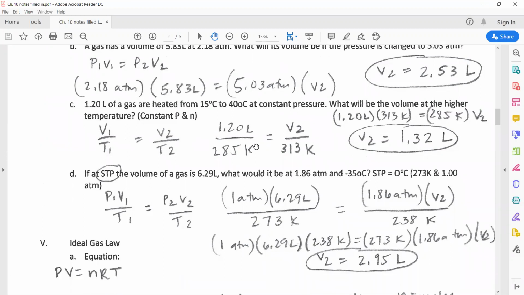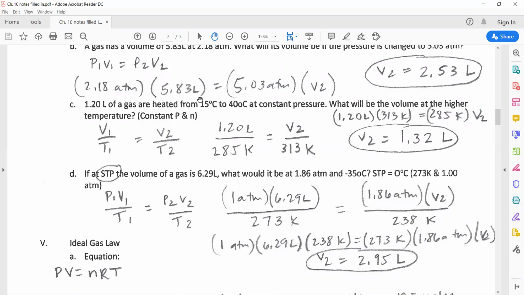The next one, really you can let the units help you a lot. I see liters, which means I've got volume involved. I've got Celsius, which means there's temperature. Constant pressure, meaning I'm not going to have to deal with pressure because I only care right now about things that are changing. And it says, what will the volume be at the higher temperature? So I'm working with V and T. So I go to the gas laws and I find my relationship.